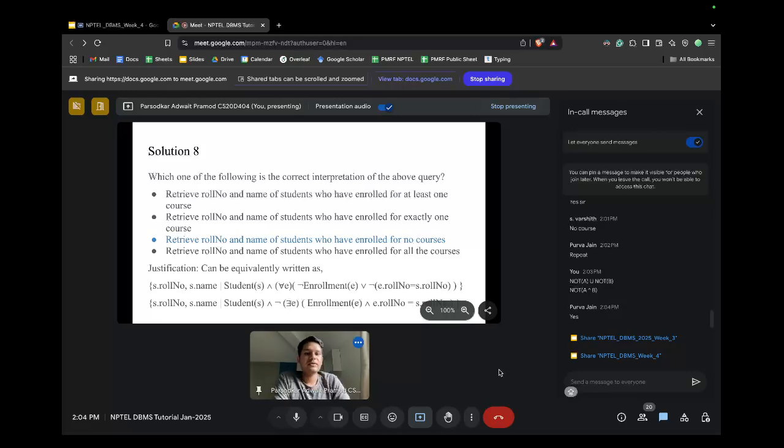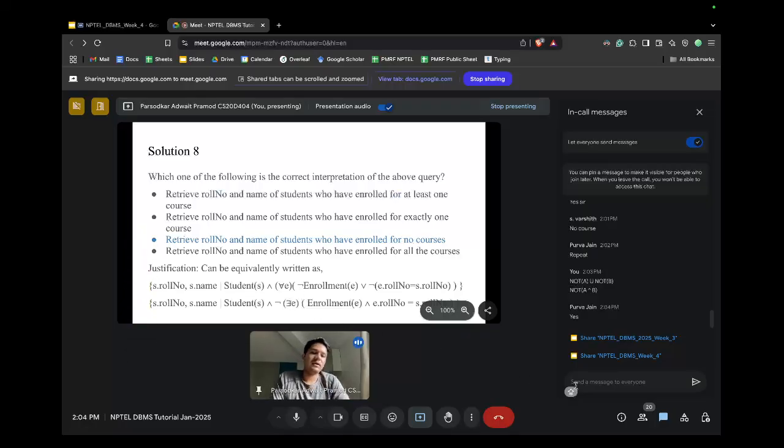Okay. So in that case, I hope you can appreciate that not enrollment E or not E dot roll number equal to S dot roll number, you can take the not out and you would have enrollment E and E dot roll number equal to S dot roll number. Is that much fine? Only the not being taken out.